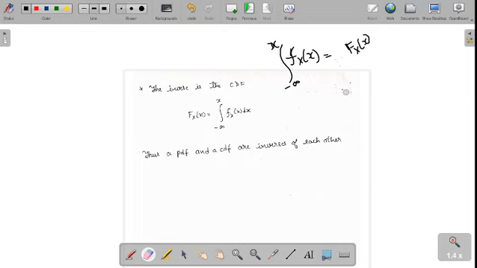Now look at the equation, what is remaining here? F_X(x) equals the integration from minus infinity to x of f_X(x). So if you integrate the PDF, you get the CDF. If you differentiate the CDF, you get the PDF. Are you clear with that?